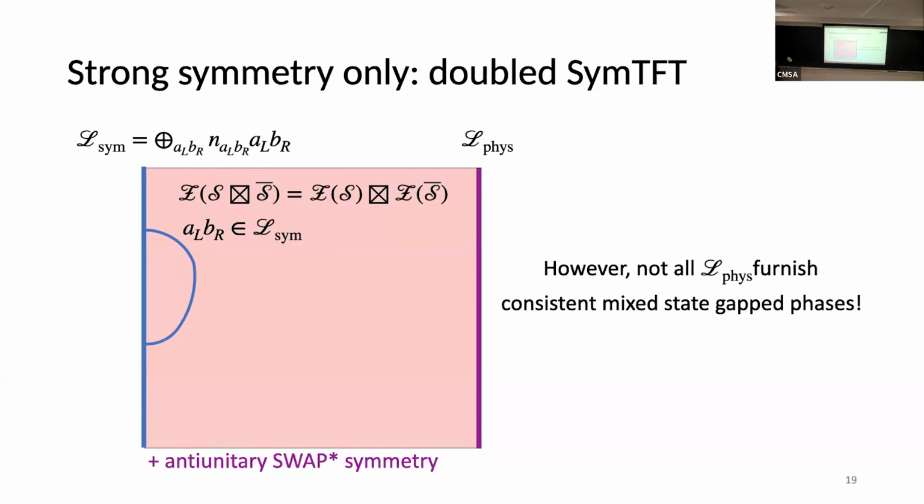So the SymTFT should be equipped with another Z2 symmetry, which is important, that you mentioned, the swap symmetry. Yes, that's another requirement. And this swap star symmetry will be very important in how we choose the L physical.